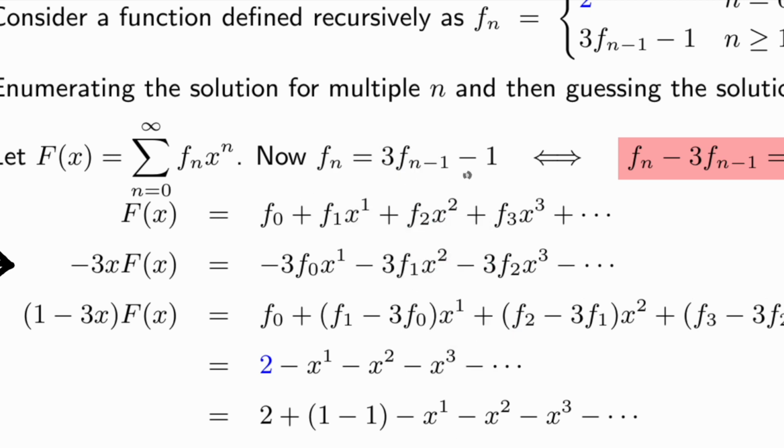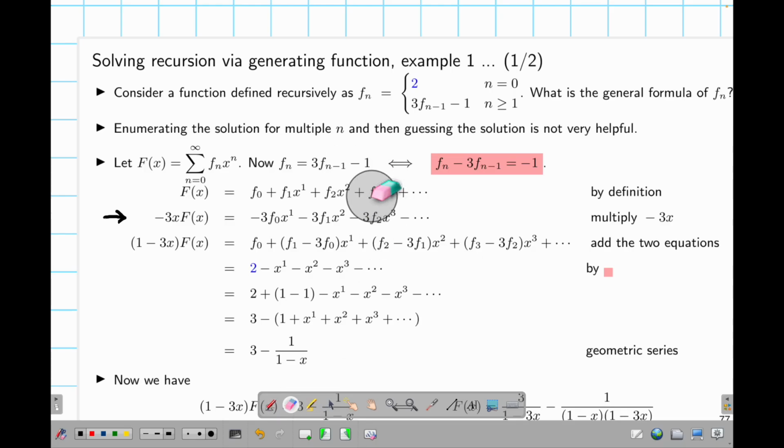Okay? And then I'm going to multiply negative 3x with this term. So I have x squared and x, it gives me x cubed. Okay? So I have this term. So this means I'm multiplying the whole thing by negative 3x. Then what? I want to add the two equations. So I'm going to add these two up.